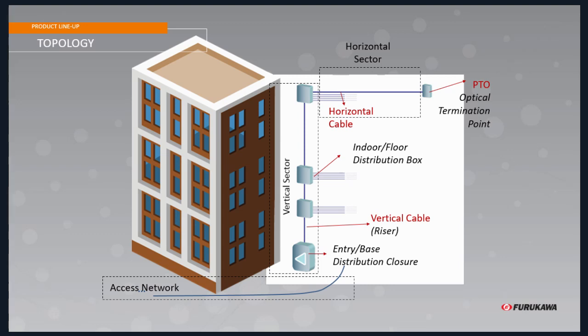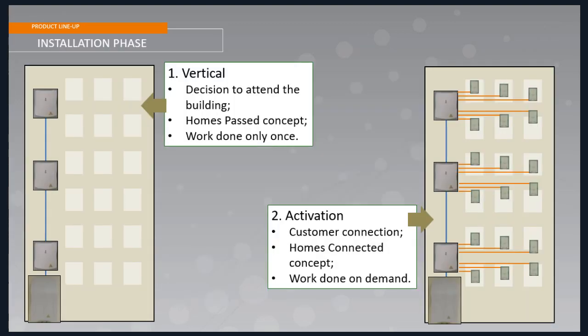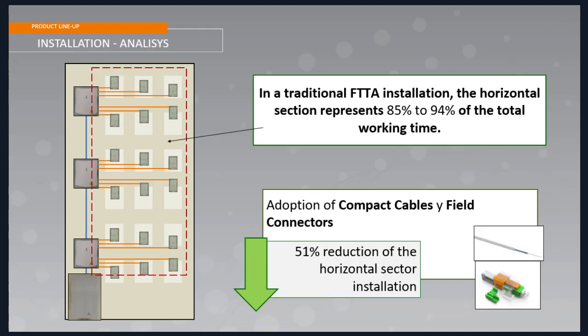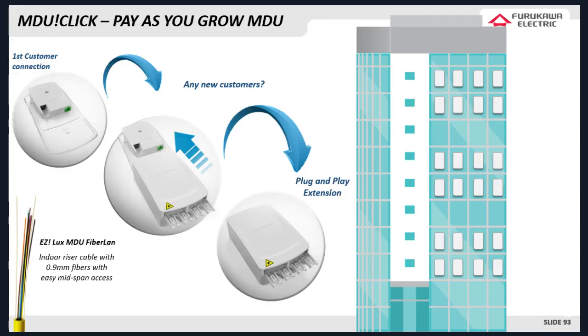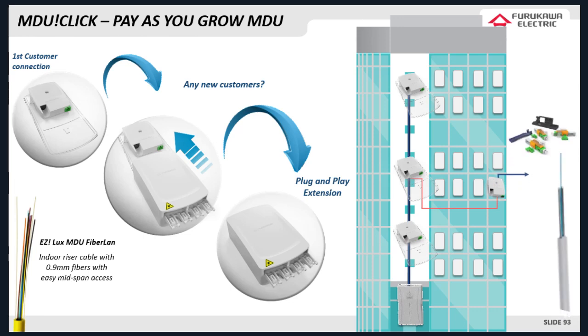to the premises, right? So the idea here is again activation being faster. So applying connectors and the right cables, we can reduce by 51% the fiber installation. We also have the on-demand solution. So you start connecting your customers and buying the products only when you have the customers at the network already.